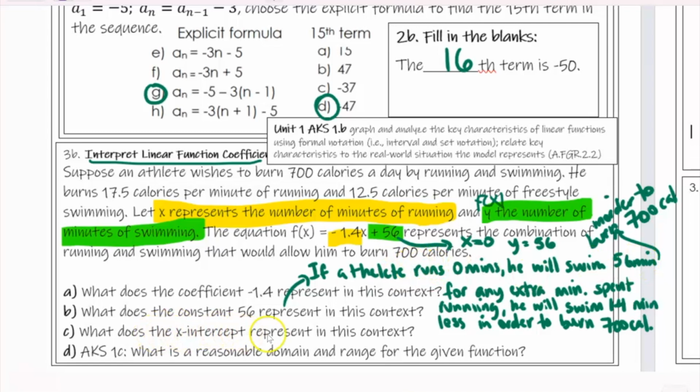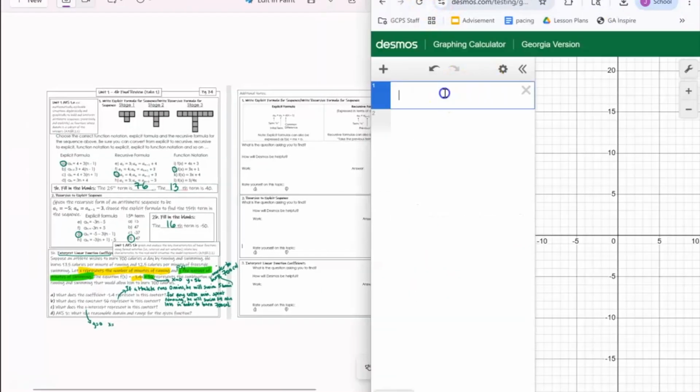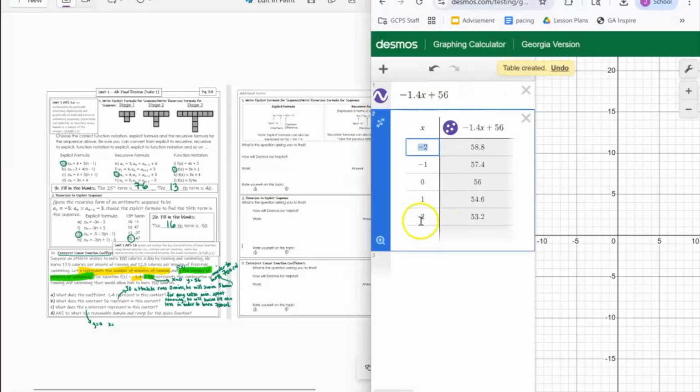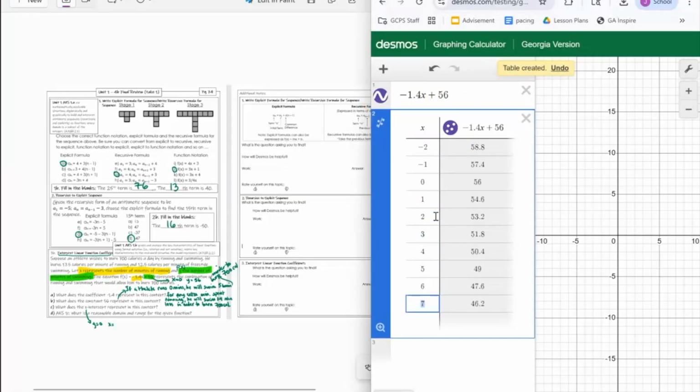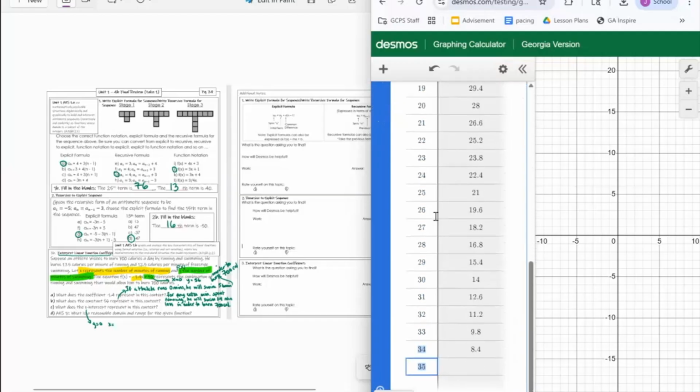All right, what does the x-intercept represent? So the x-intercept, and again, you can write it on the next page, is when Y is equal to 0, X is equal to, and for this one, I actually need to put it in the calculator to see what X is equal to. So let me go ahead and do that. So we have negative 1.4x plus 56. And I want to see what it is when Y is equal to 0. I could solve the equation. Oh, there it is. All right, 40.